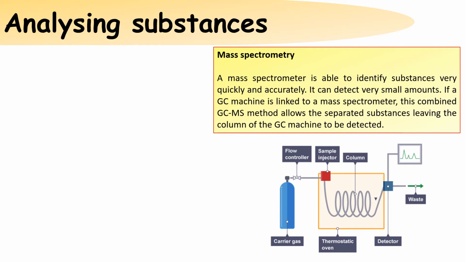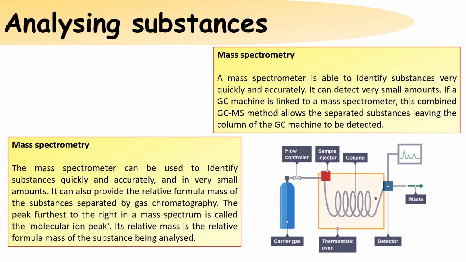A mass spectrometer is able to identify substances very quickly and accurately. It can detect very small amounts if the GC machine is linked to a mass spectrometer. This combined method, called GC-MS, allows the separated substances leaving the column of the gas chromatography machine to be detected.